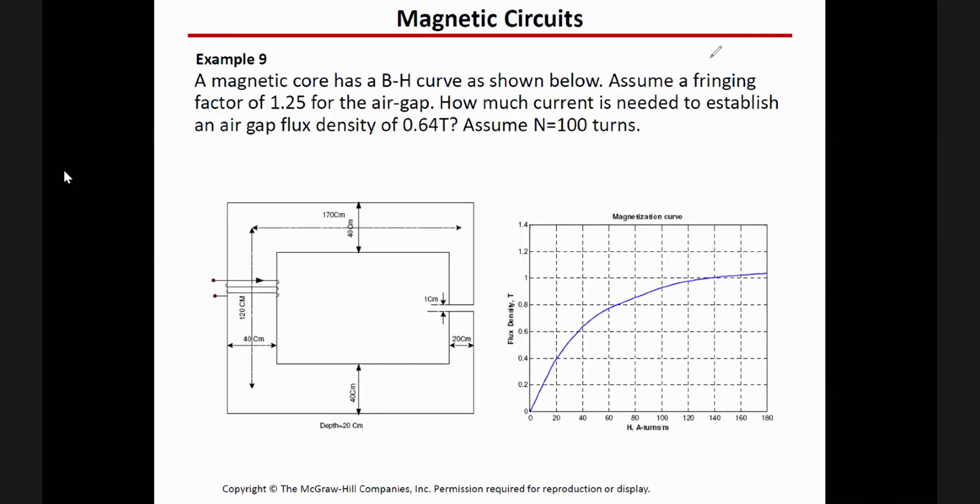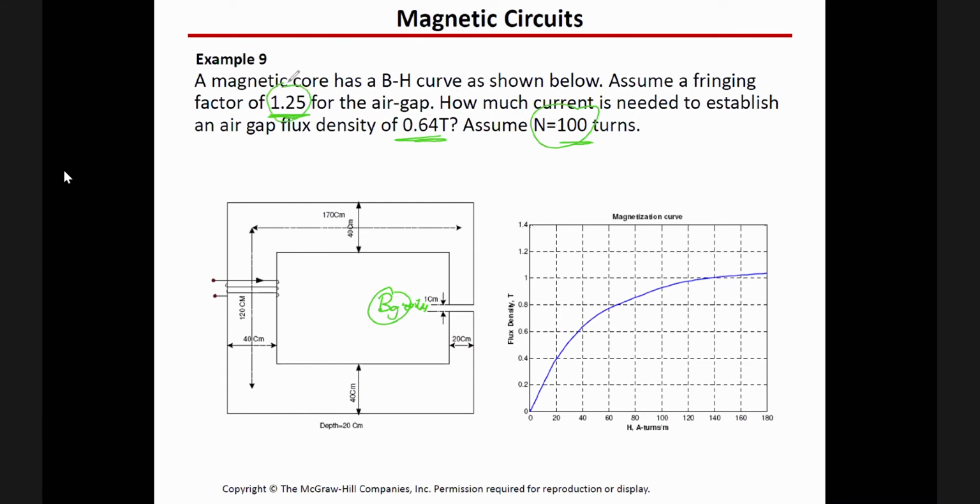Just quickly to go through this example, nothing new again. We are just repeating ourselves here. A magnetic core has a BH curve as shown, fringing coefficient of 1.25. It means 25% more on the air gap. How much current is needed to establish an air gap flux density of 0.64? Assume N is equal to 100. So we know that the Bg is given, 0.64.